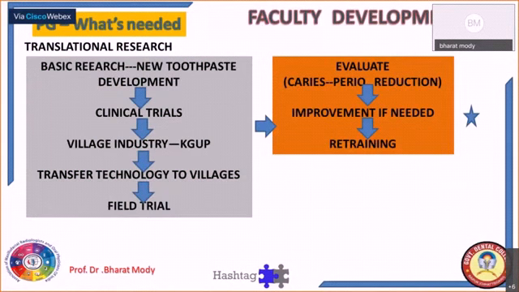So you take the help of village industry, the Khadi Gram Udyog, or the micro small scale industry, and transfer that methodology of creating that toothpaste to somebody in the village who will be able to create toothpaste right in the village itself. So it will be cheaper, and it will be available to everyone. Then evaluation of that is done, how it reduces caries and failure, and if any improvement is needed, it is done, and then retraining of that person is done.